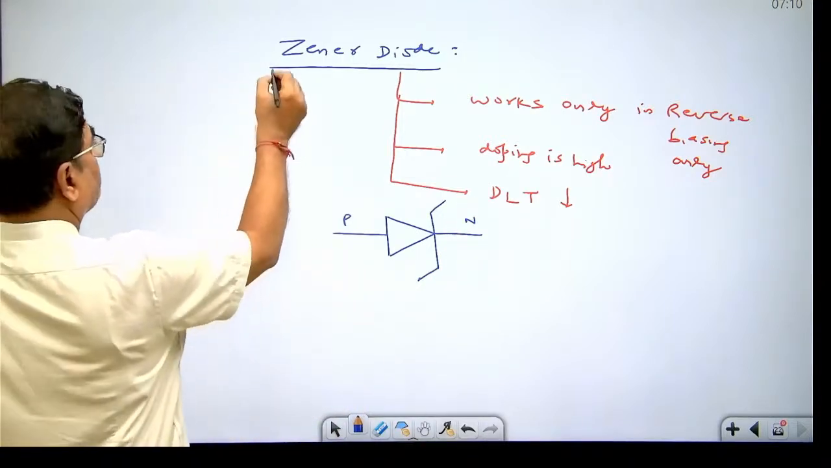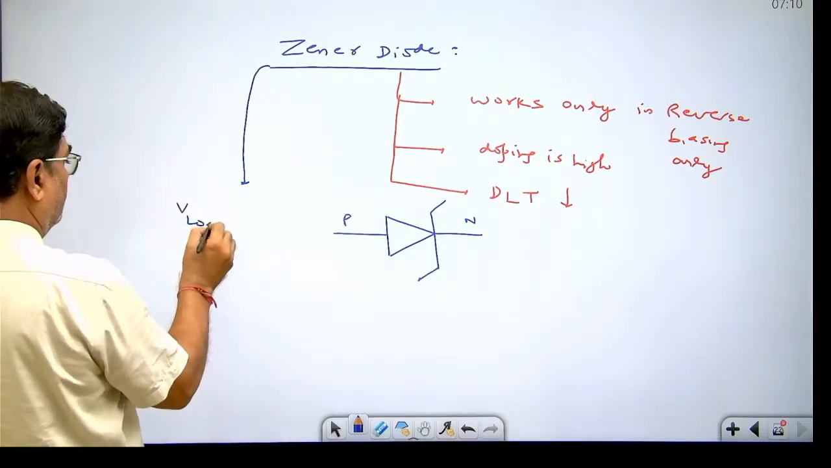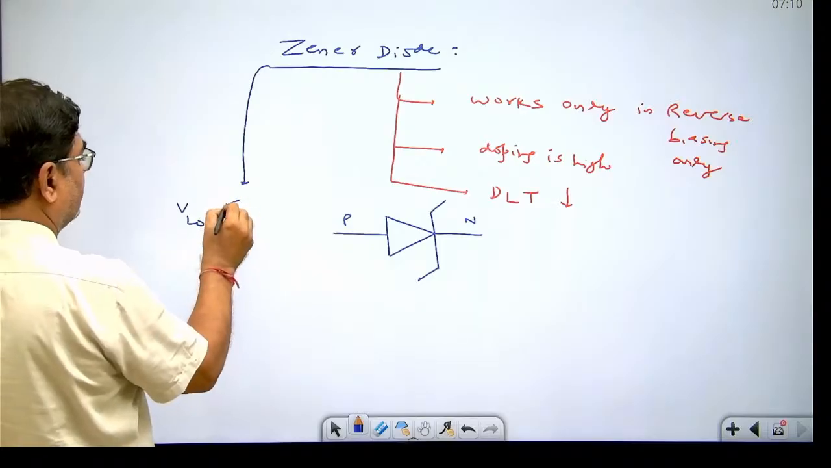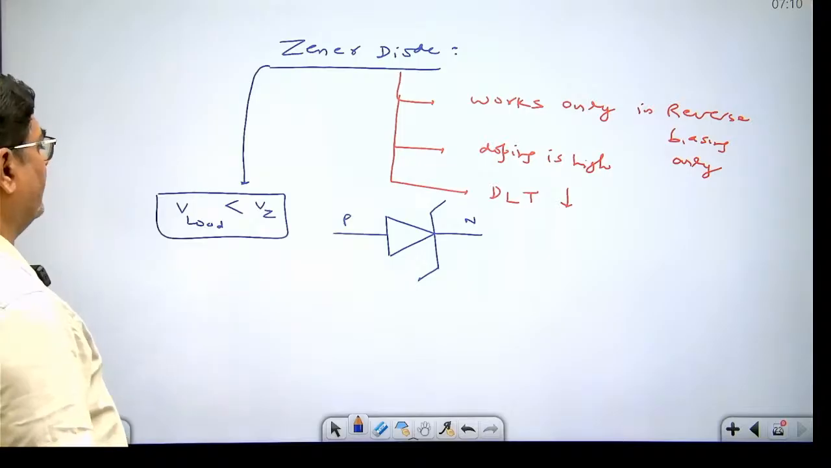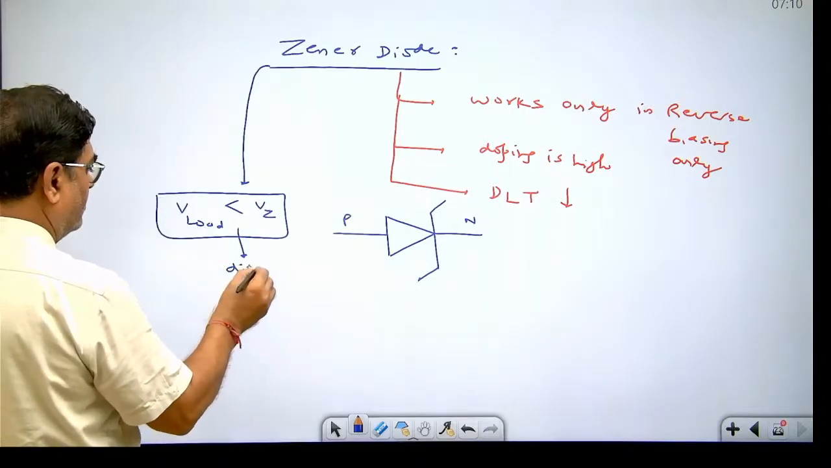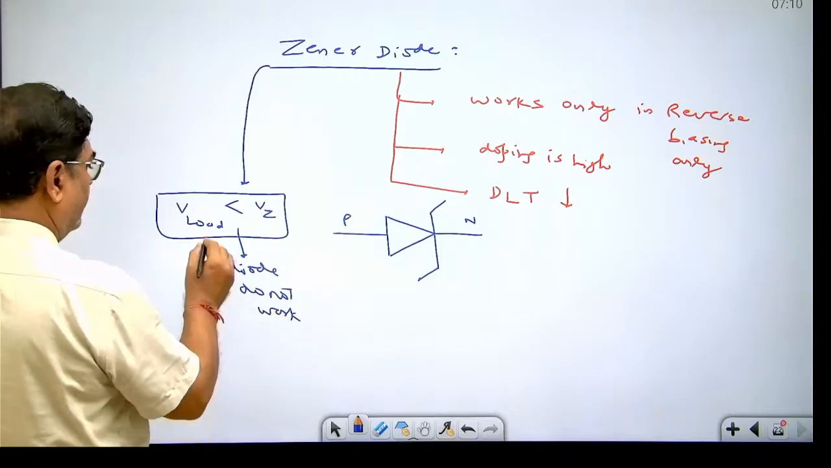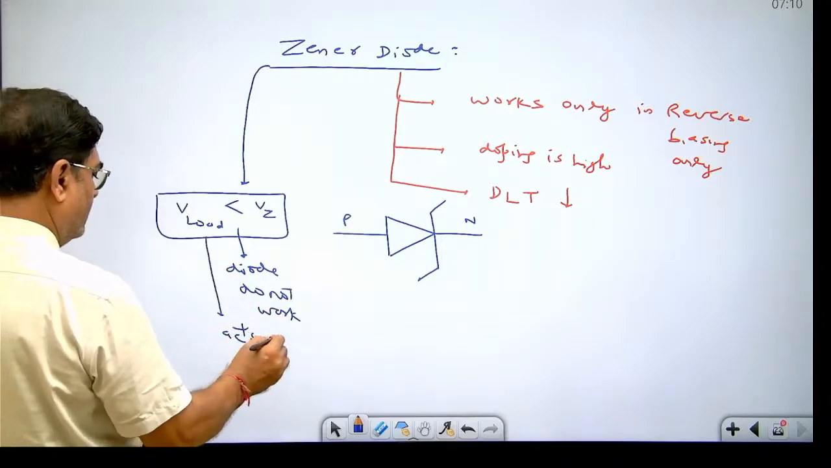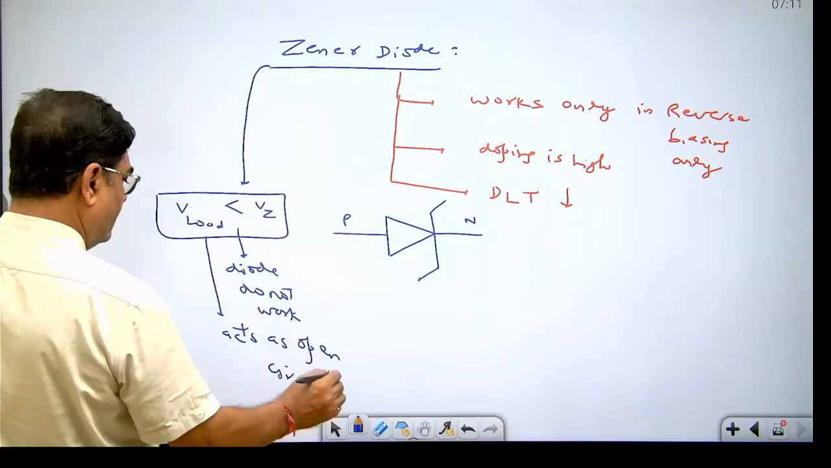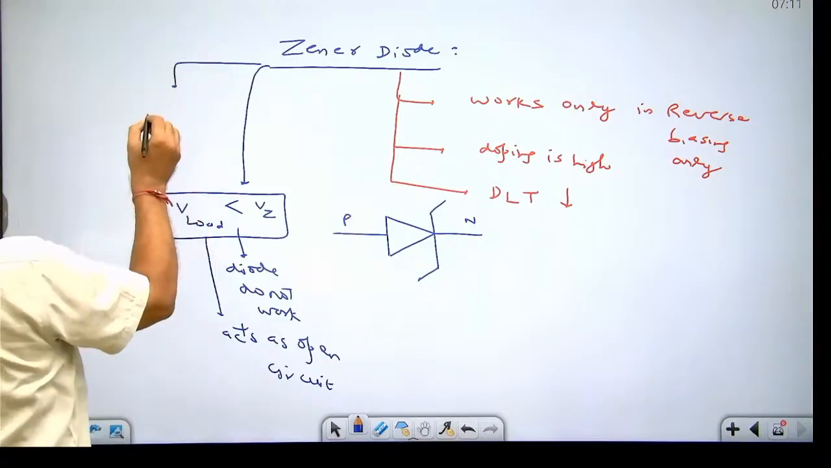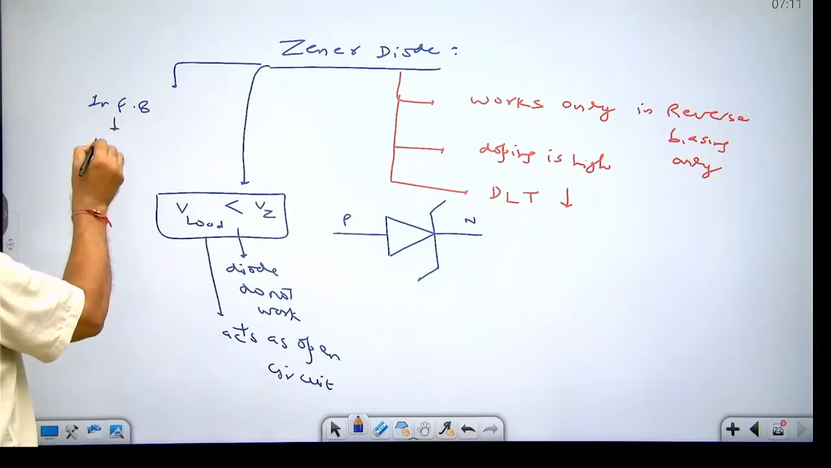Dear student, when voltage drop at load is less than Zener voltage, this diode does not work. It acts as an open circuit in reverse biasing. In forward biasing, it acts as a normal diode.